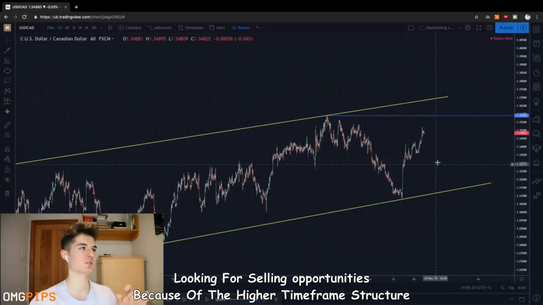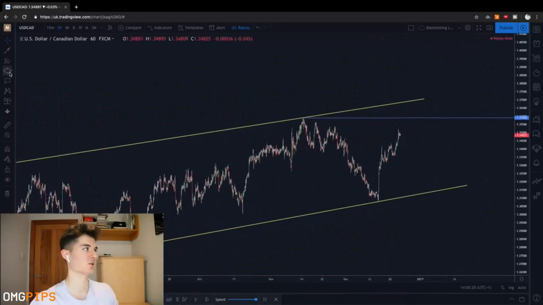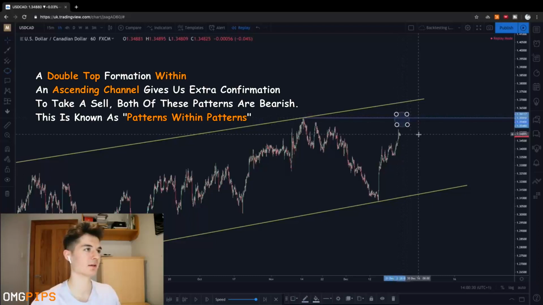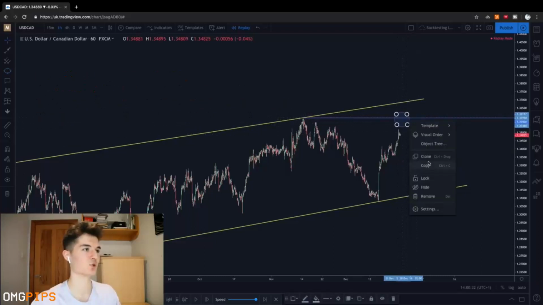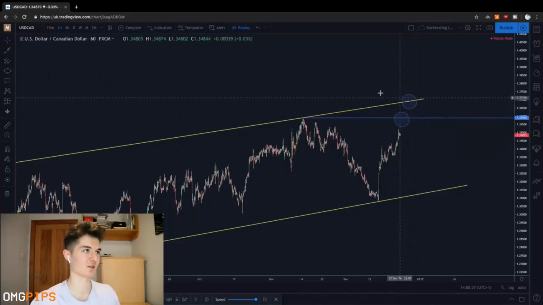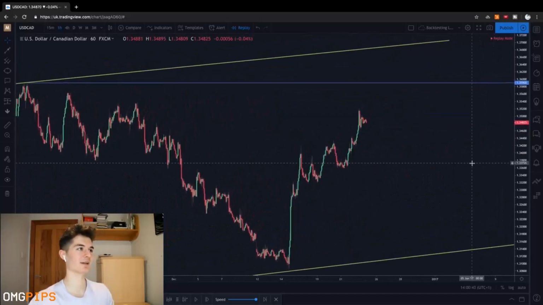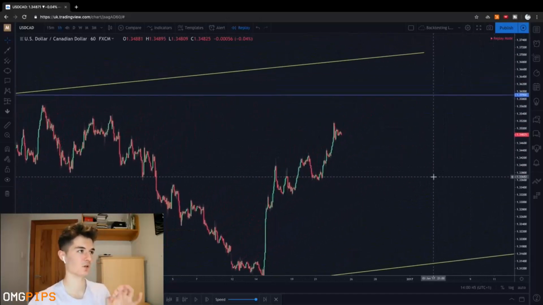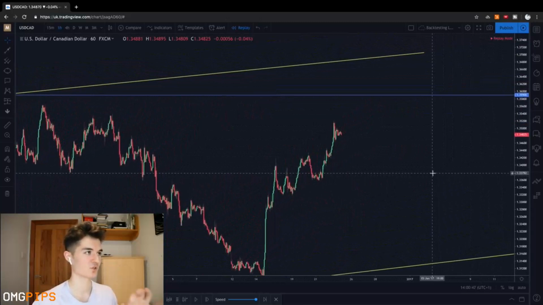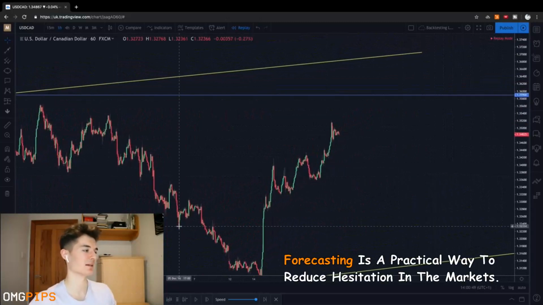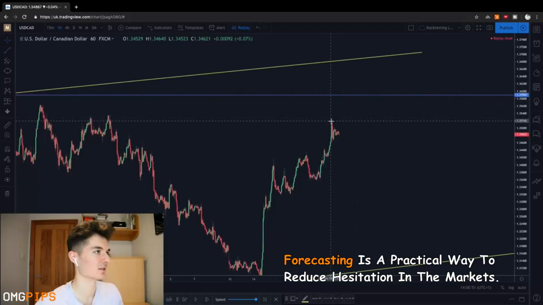Looking for selling opportunities because of the high time frame structure. The 2 areas that I'm looking at is this double top area around here. And then if price does break and nothing's really changed, I'm looking at this structure here for selling opportunities. So any area around there, looking for selling opportunities to the downside. So this brings me on nicely to tip number 2, which is to forecast whilst you backtest. So what I mean by that is, if you just bear with me, let's do this in real time.